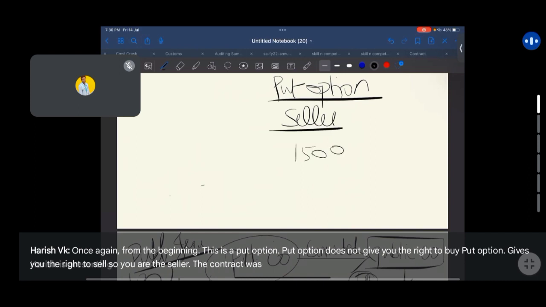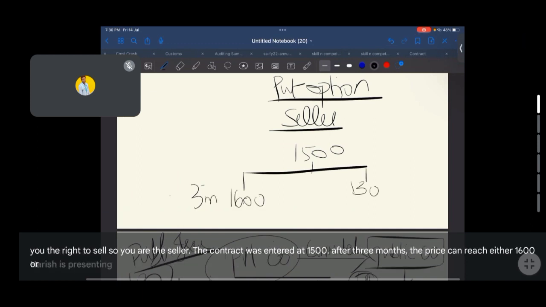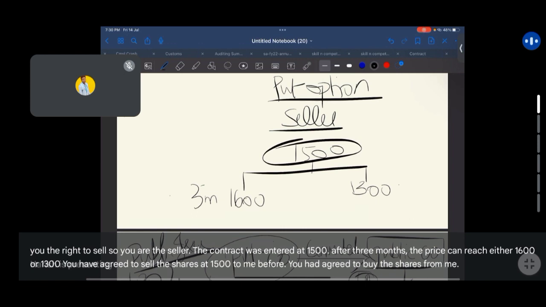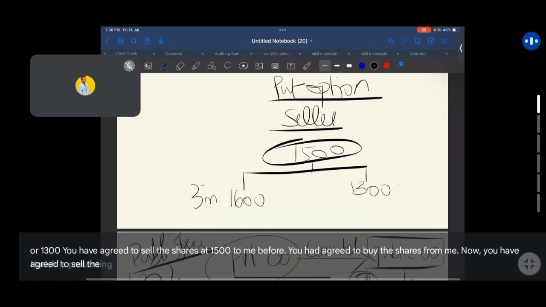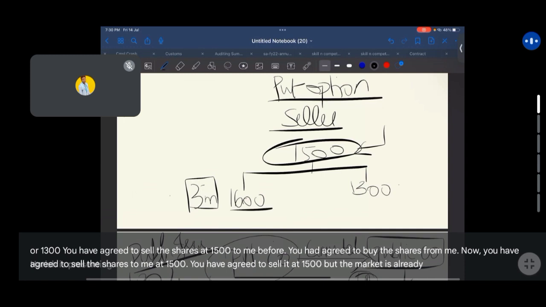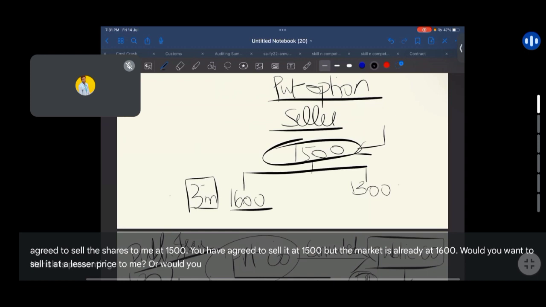The contract was entered at 1500. After 3 months, the price can reach either 1600 or 1300. You have agreed to sell the shares at 1500 to me. Before you had agreed to buy the shares from me. Now you have agreed to sell the shares to me at 1500, but the market is already at 1600. Would you want to sell it at a lesser price to me, or would you go and sell it in the market at 1600? What would you do if you were Manoj?